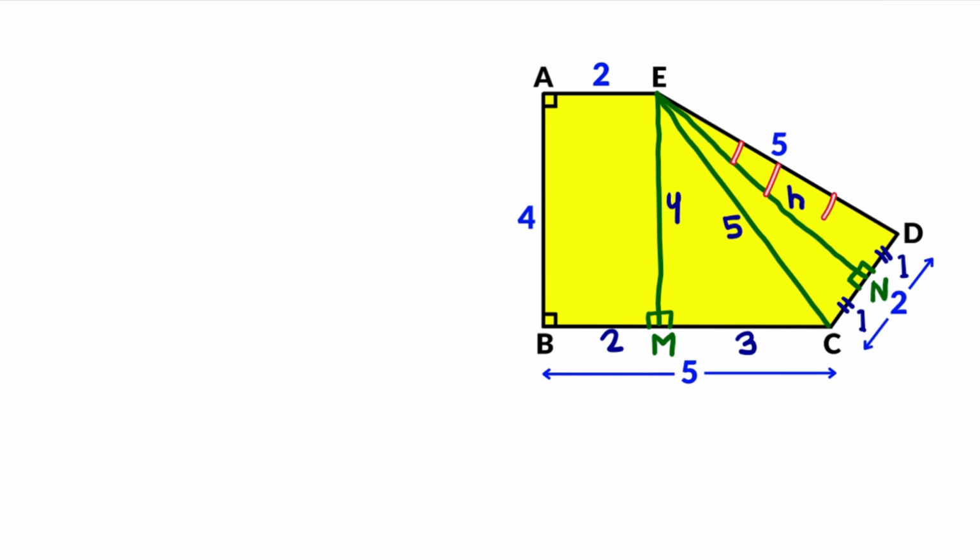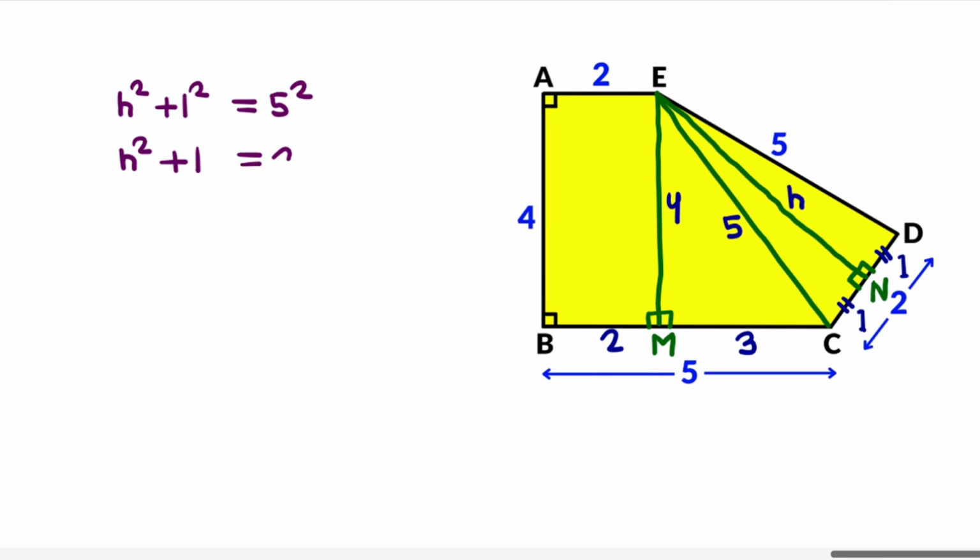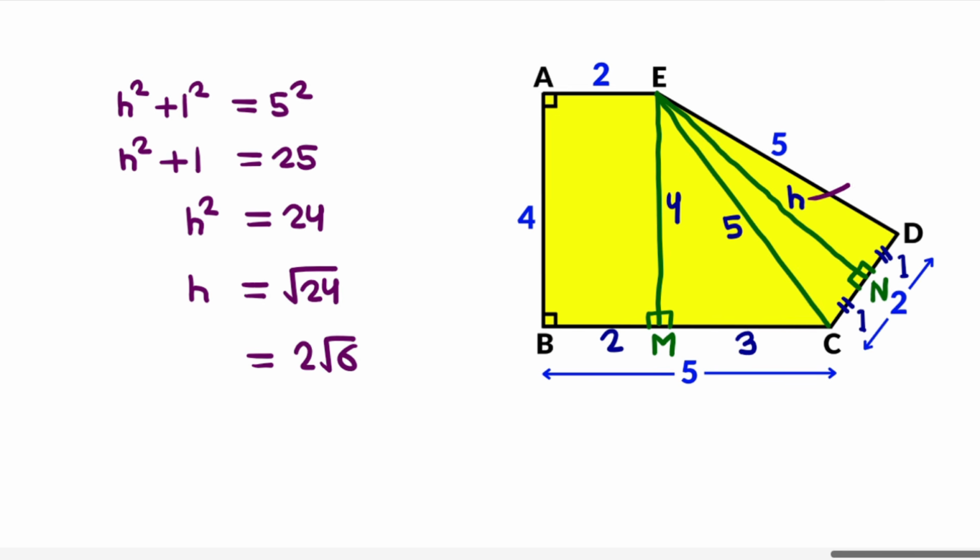Now look at right triangle END. Its hypotenuse is 5. One leg is 1, and the other leg is H. Apply the Pythagorean theorem. H squared plus 1 squared equals 5 squared. So H squared plus 1 equals 25. Subtract 1 from both sides, H squared equals 24. Taking the square root, H equals the square root of 24. And that simplifies to 2 square root of 6.